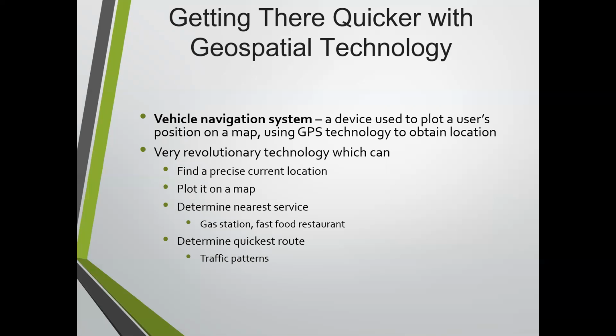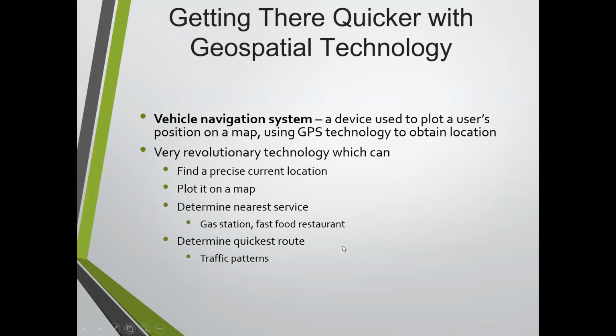At one time it was considered very revolutionary. I'm not so sure that you would consider it revolutionary today because pretty much everybody uses it. But it's used to certainly find your precise current location. It's not always going to be perfectly precise though, so we'll see why that is. And it can plot that on a map for you. Then you can do things like determine proximity to things, such as nearest services, gas stations, fast food restaurants, or other amenities that you might be looking for.